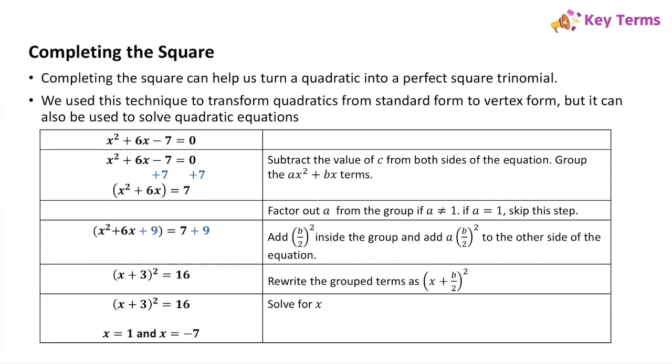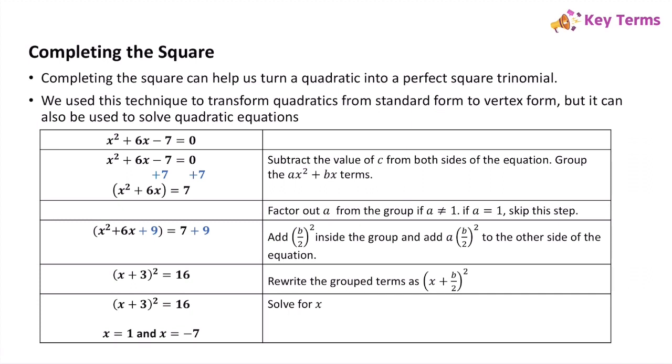Remember, as always, we're going to start off with our quadratic set equal to 0. Then we're going to move the value of c to the opposite side of the equation. In this case, c was a minus 7, so I added 7 to both sides. Then we'll group the ax squared and bx terms. If there's an a value that's not equal to 1, we're going to divide both of these terms by a and factor it out. If a is equal to 1, you can just skip this step.